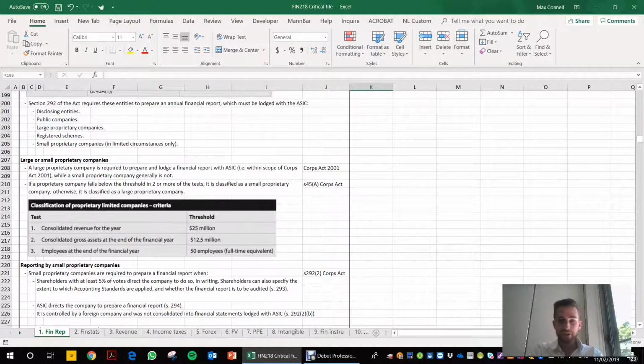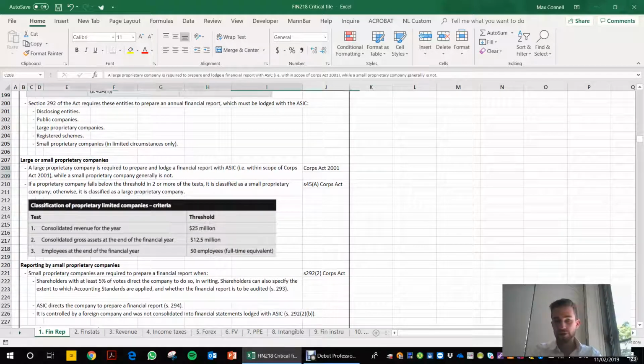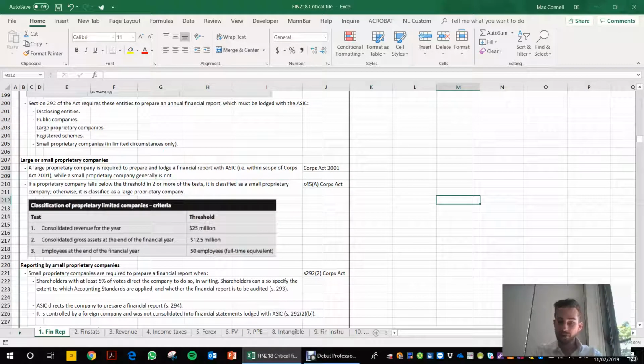Okay, so now back to the definition of large or small proprietary company. A large proprietary company is required to prepare and lodge a financial report with ASIC, as we mentioned above. However, the threshold for this is these three things. If it falls below the threshold in 2 or more tests, it's a small company. Otherwise, it's a large proprietary company. Okay, so let's go through these.